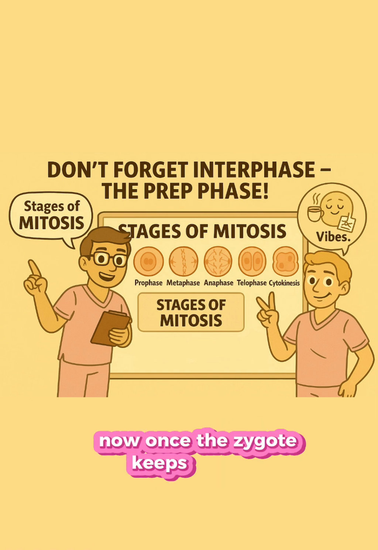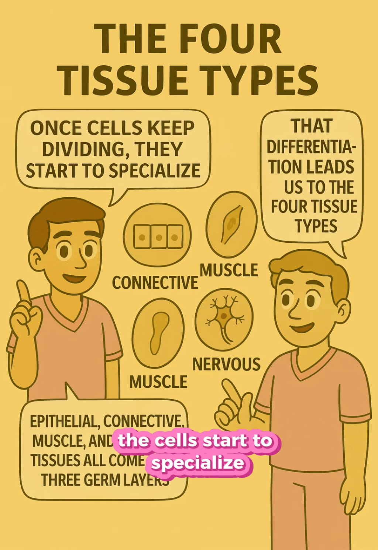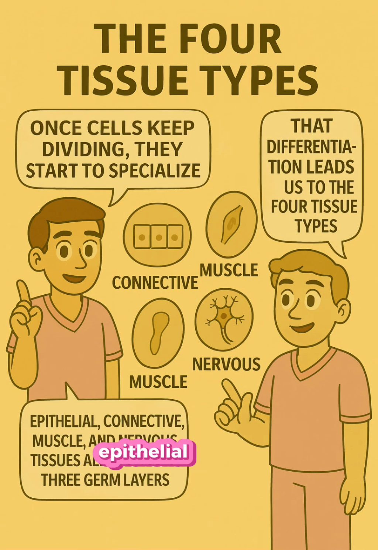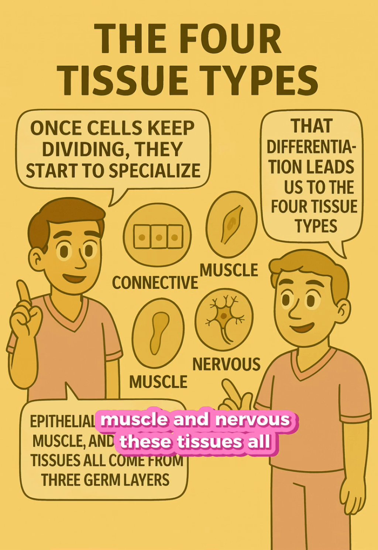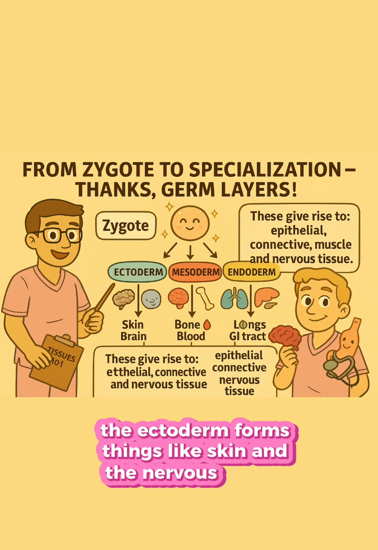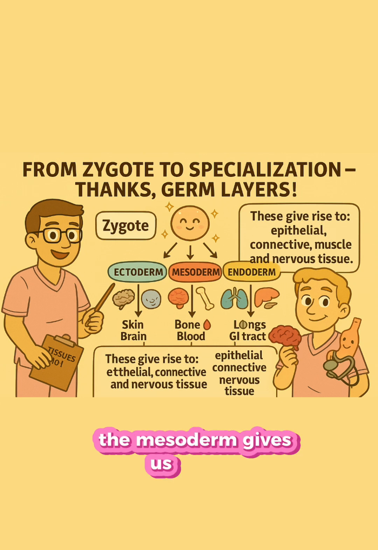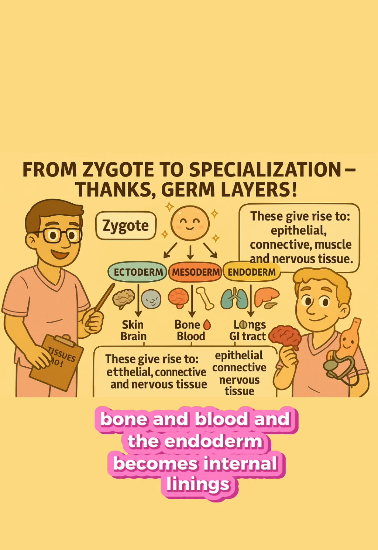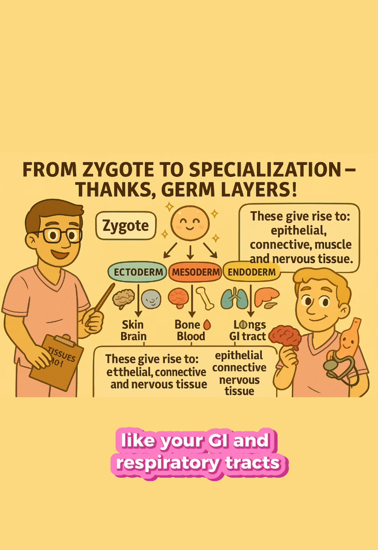Now, once the zygote keeps dividing, the cells start to specialize. That's differentiation. That leads us to the four tissue types: epithelial, connective, muscle, and nervous. These tissues all come from three germ layers. The ectoderm forms things like skin and the nervous system. The mesoderm gives us muscle, bone, and blood. And the endoderm becomes internal linings, like your GI and respiratory tracts.